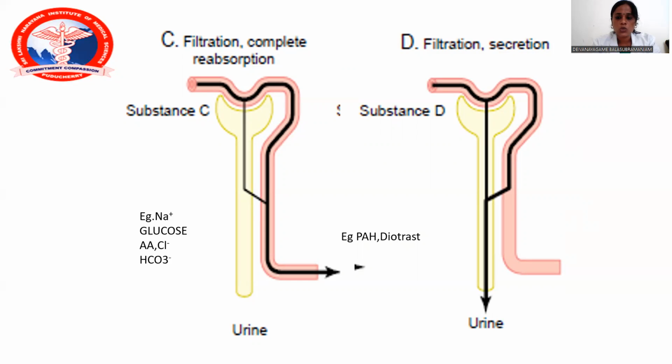Substance A is fully filtered and neither reabsorbed nor secreted. An example is inulin, which we use for the measurement of GFR. Next, I told you that it is filtered as well as partially reabsorbed. An example is urea, which we also use for measuring the GFR. Whereas a substance that is fully filtered and completely reabsorbed, we are not using. And a substance that is filtered as well as secreted, such as creatinine, PAH, and diodrast. So these three kinds of substances we are using for measurement of GFR.